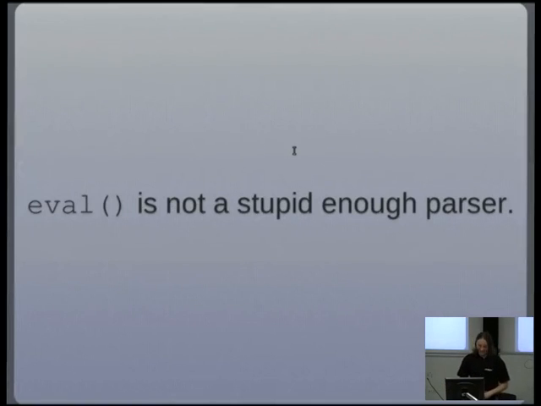I think I heard that. Eval is not a stupid enough parser. Even the guys who invented JSON, in my opinion, possibly didn't think of the consequences of making it a subset of JavaScript so that eval could parse JSON. Okay, I'll ask you about that later. But it is something that can be parsed by eval in JavaScript.